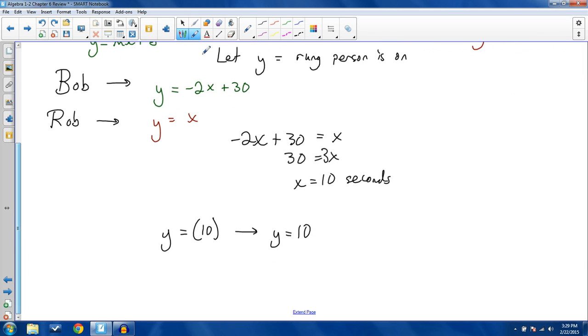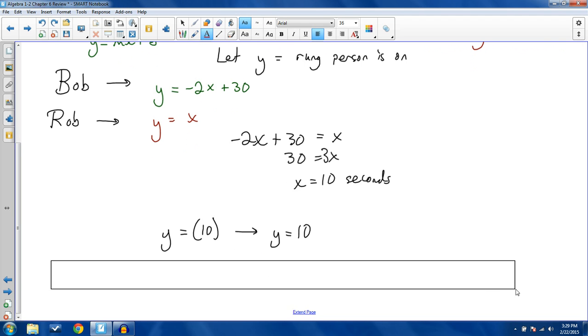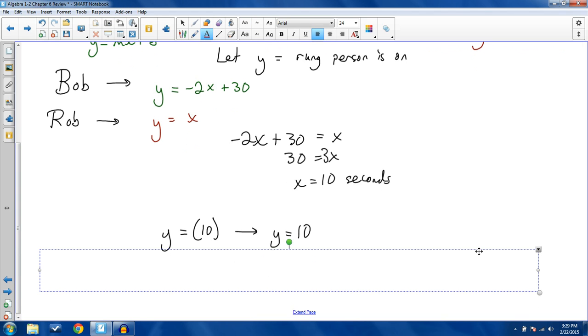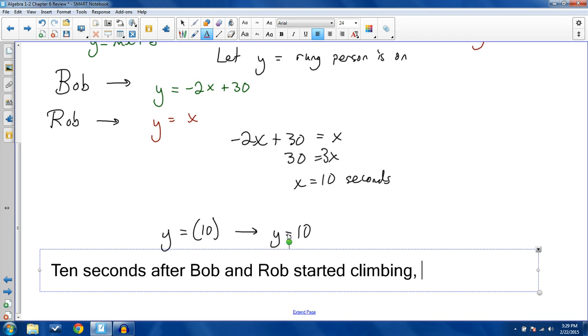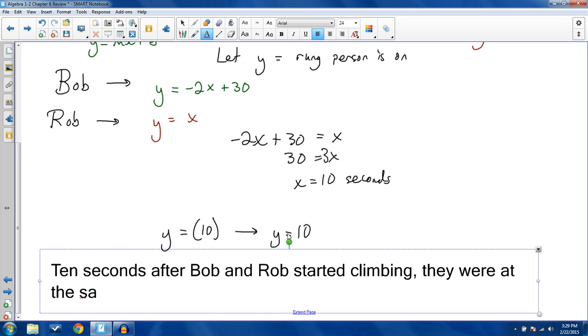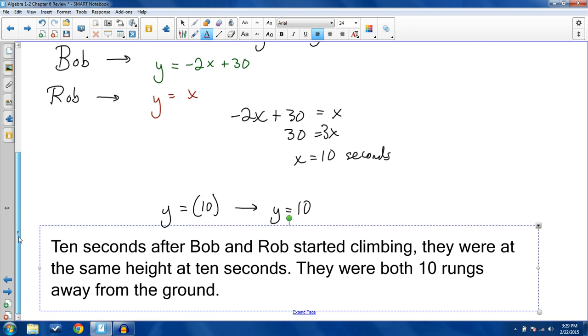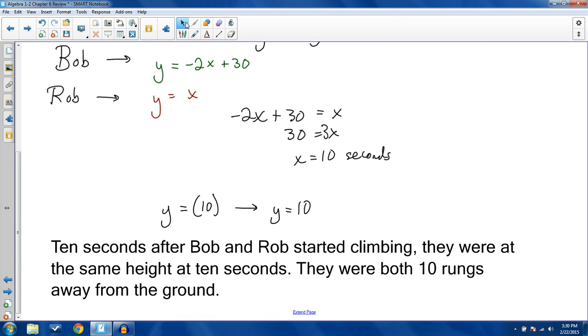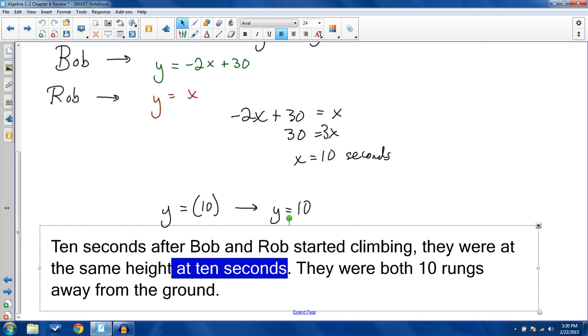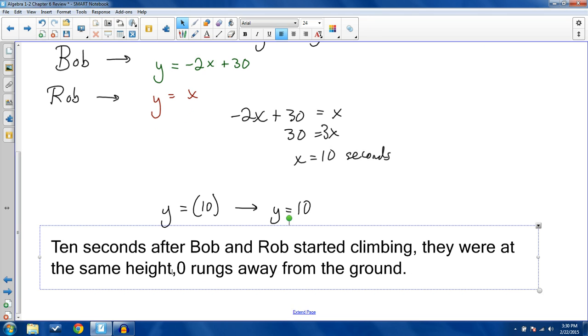So, the answer to this question, and I'll type it out, they're not asking what time it was at, but because I solved for it, I'm going to talk about that. 10 seconds after Bob and Rob started climbing, even climbing down, they were at the same height at 10 seconds. They were both 10 rungs away from the ground. That's a very extensive sentence, or 2 sentences. You don't have to type that much, but I'd like you to really dig into that and say, oh, why did I say 10 seconds twice? Here, I'll do this. Same height, 10 rungs away from the ground. There we go.